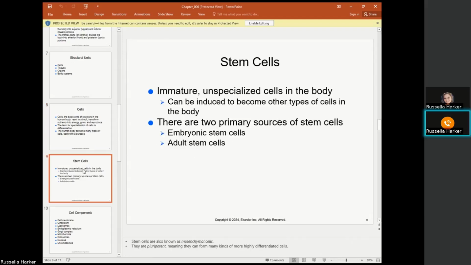With stem cells, they're immature, unspecialized cells in the body. They can be induced to become other types of cells in the body, which is really cool because they can be changed into one type or another if we need them. There are two primary sources of stem cells. We have embryonic stem cells and adult stem cells. Stem cells can be found in different organs and tissues in the human body at different stages of life.